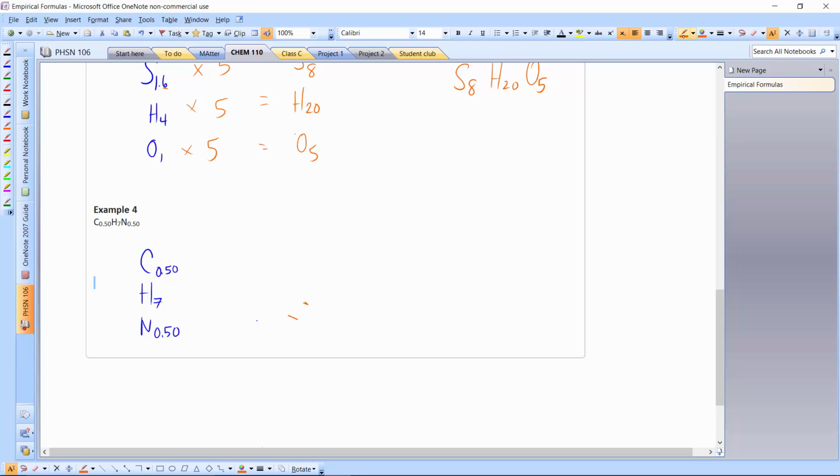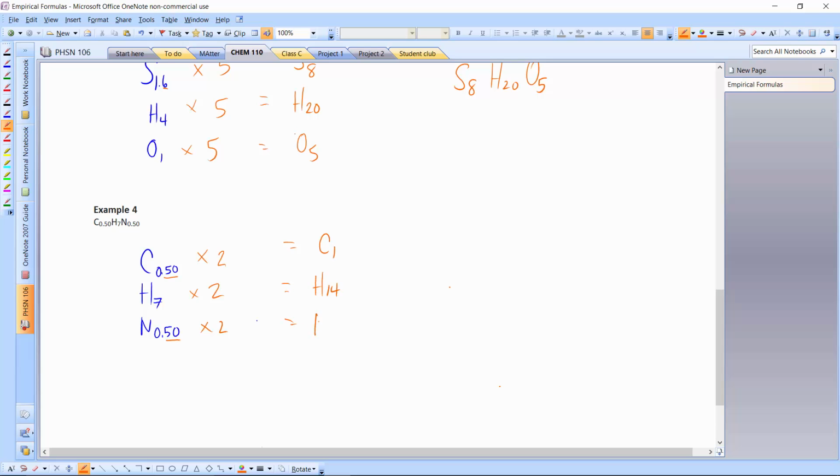So I'm looking at this. I see a 0.5 and a 0.5 here, right? So what are we going to do for scaling this? What are we going to multiply by? I hope you're saying 2. Your bells are going off in your brain for times 2. So 0.5 times 2 is carbon 1, right? Pull your calculator out. C1, H14, and N1. So C1H14N1 would be the empirical formula for this.